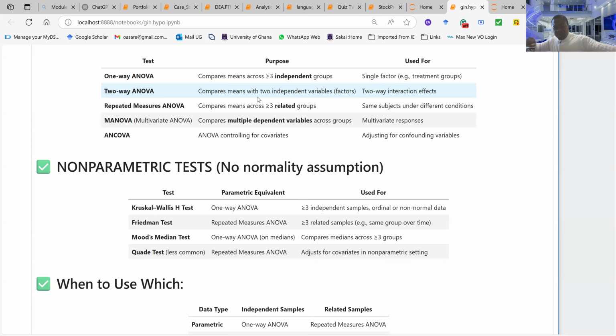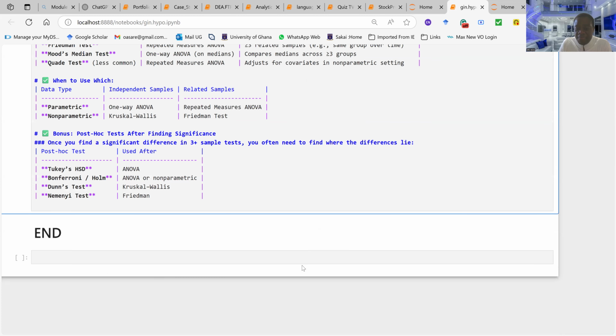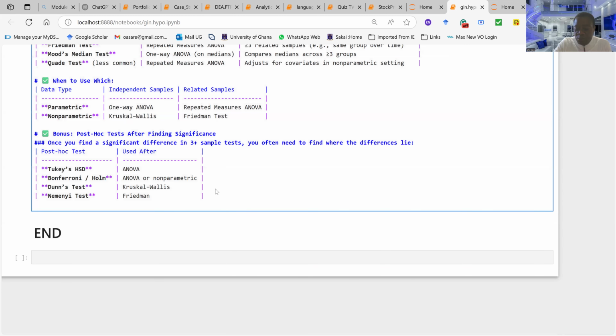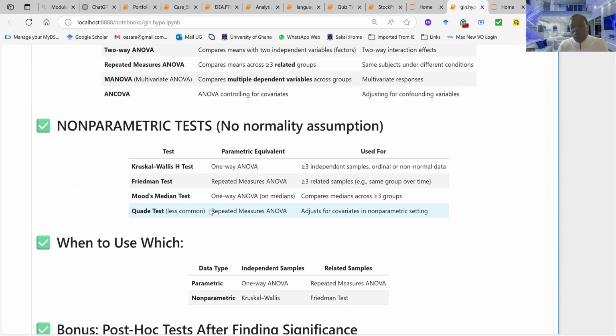So the tests are here. After you've done the Kruskal-Wallis, you use the Dunn test to test what is driving the difference. After you've done the Friedman test, you can use the Nemenyi test to test which is driving the difference. If you do the ANOVA, you can use Tukey's HSD to test whether there's a difference. I do this at the MPhil level, where I go into details.